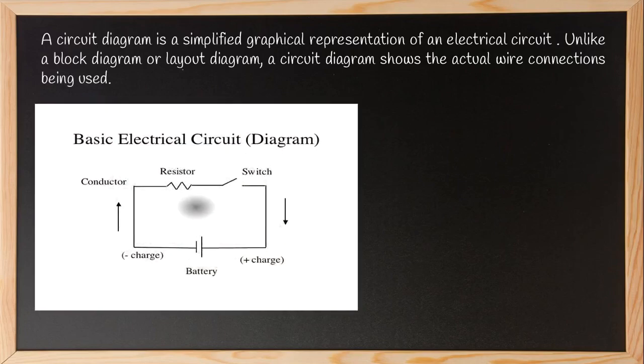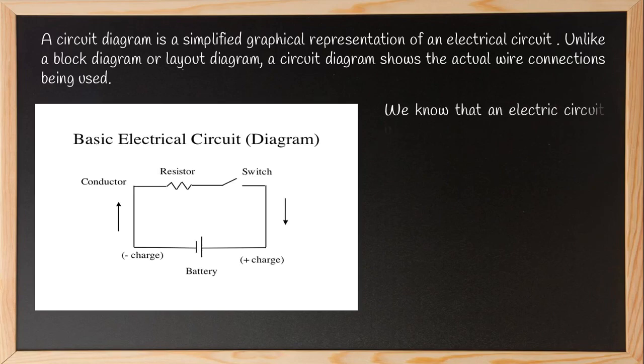If you can see this picture, this is a very basic electrical circuit. It is a simplified graphical representation of an electric circuit, and in this graphical representation, you can see the actual connections of wires. So what are these wires connected to? This wire is connected to a resistor, a switch, a battery. It is a very simple form where you can identify the wire connections very easily.